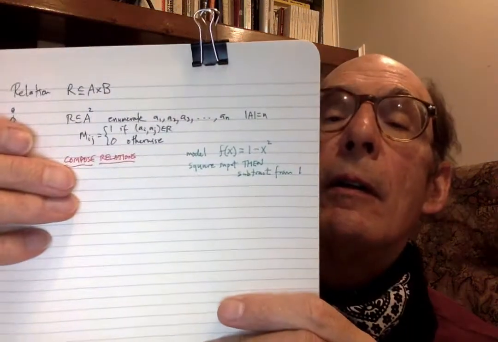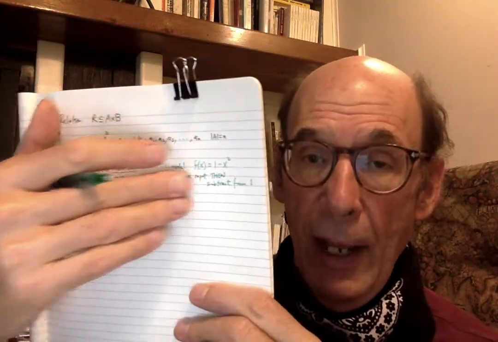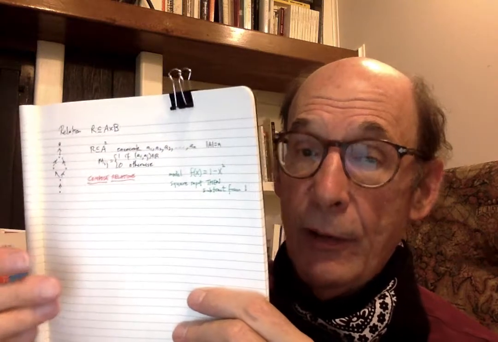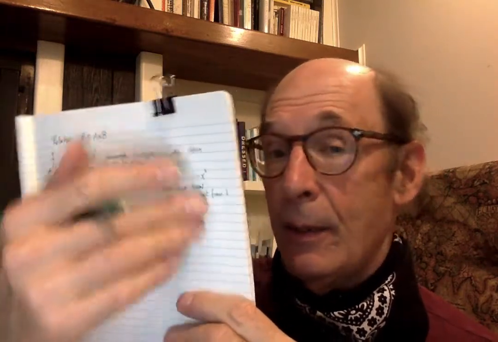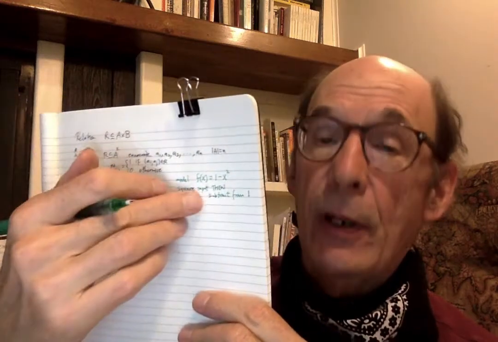So you square the input, then, and then is the big word, subtracts from 1. So squaring is a function. Subtracting from 1 is a function. And so this poor x has had 2 things done to it. It got squared, and then it got subtracted from 1. I think the subtracted from 1 is the more painful one, but that's the way it goes.